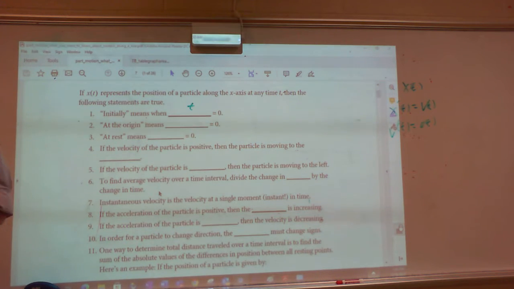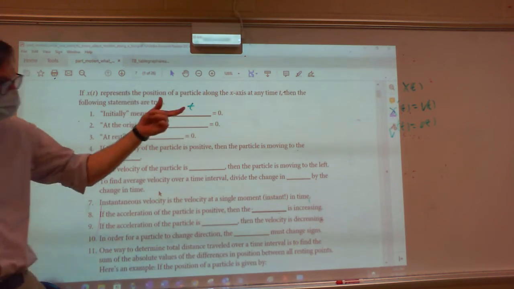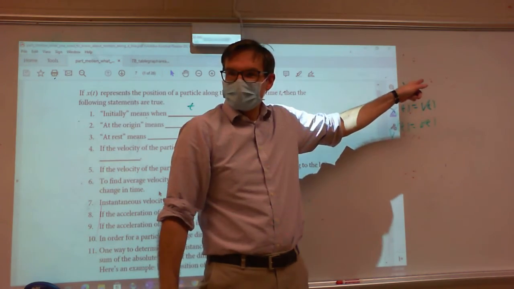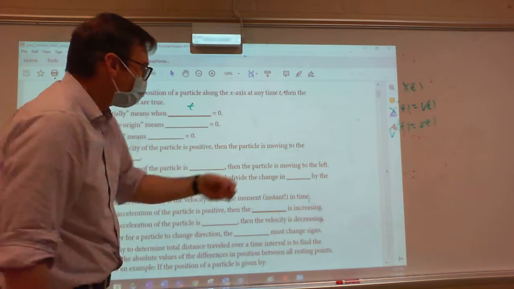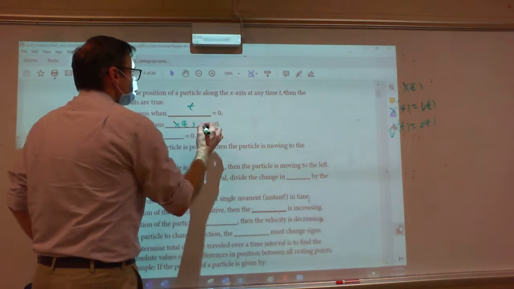At the origin means what? If you're at the origin, your position equals 0, right? You see the difference? T equals 0 means our time is 0. If it's at the origin, that means x of t is equal to 0.